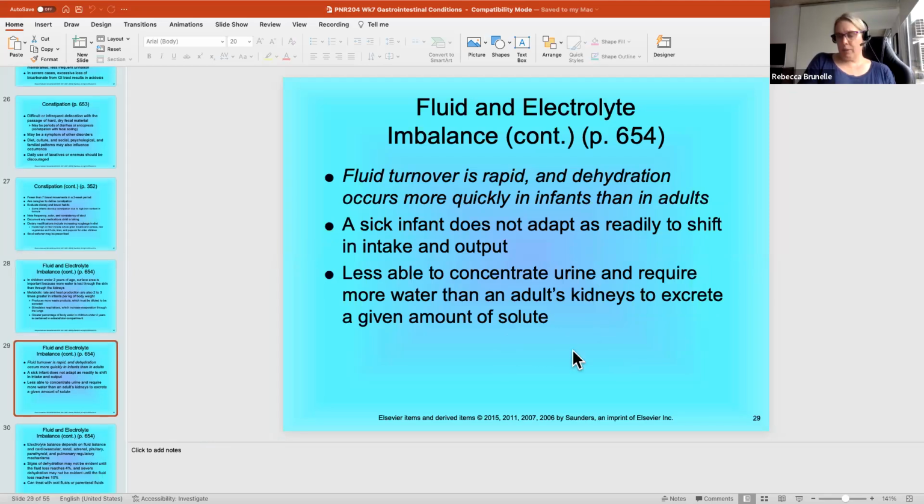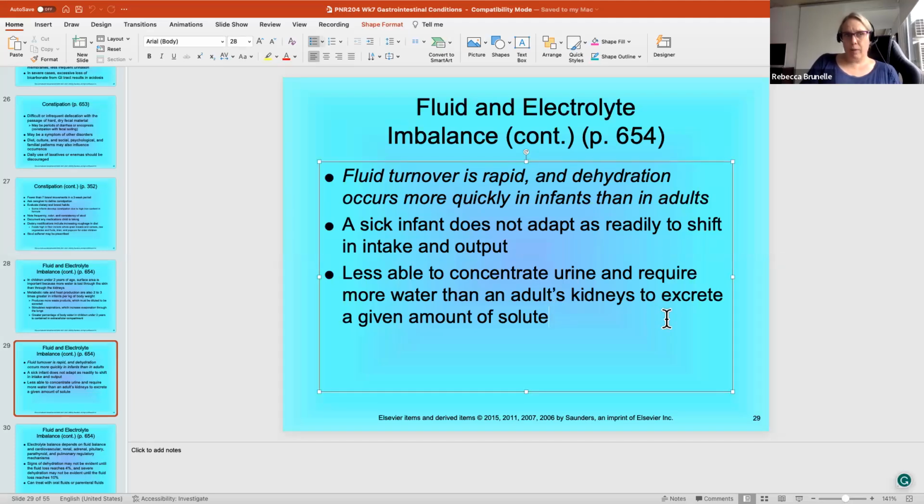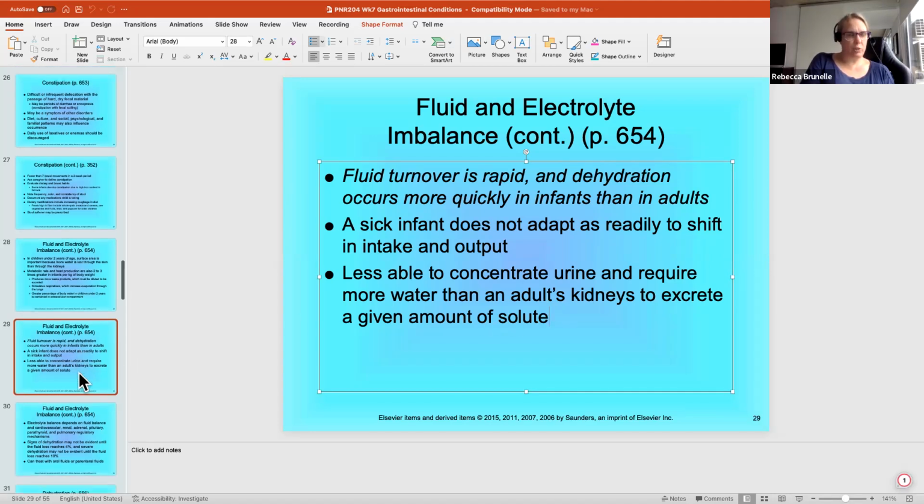Young kids don't really tend to tolerate fluid shifts well. So we keep a really close eye on these kids and have a low threshold for bringing them in. One of the main things we look at is their urine output. If they're starting to have a drop off in their urine output, then we're going to be worried that they're dehydrated. And remember that their kidneys aren't mature until they're around age 2.